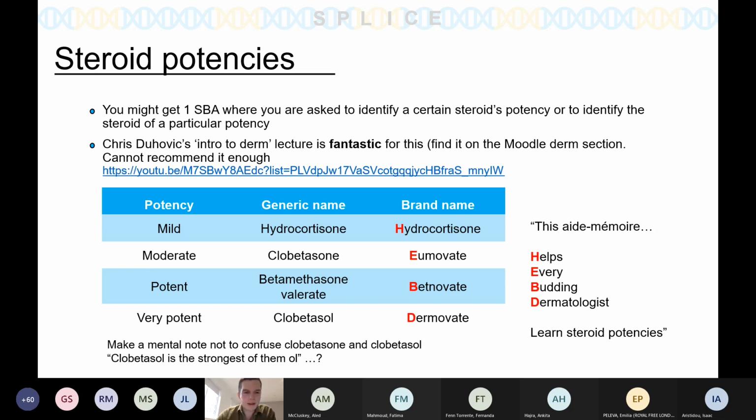Sorry, Michaela. But if you guys just learn this table, it'll stand you in good stead. Because I think we've had an SBA where it was like which of these is a potent or very potent steroid, or they give you a steroid and they're like, how potent is this? So hopefully if you learn this, it might get you a mark. But I think rote learning is for you guys to do in your own time. So I'll leave it here, but we'll move on.